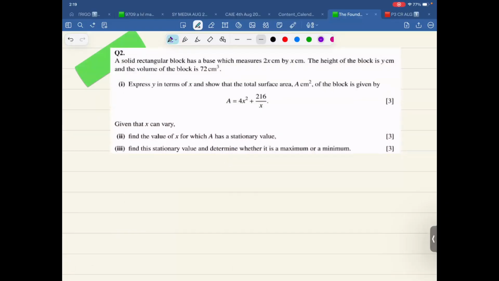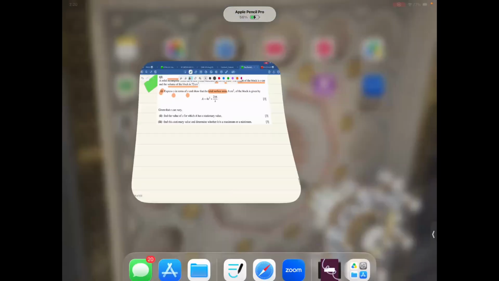Let's look at this question. Again, we are focusing on the first part only. It says express y in terms of x, show that the total surface area of the block is given by. This time we are talking about a solid rectangular block, a base which measures 2x by x, the height of the block is y, and the volume of the block is 72. Let's see if you can handle this one. Let me pause the recording.